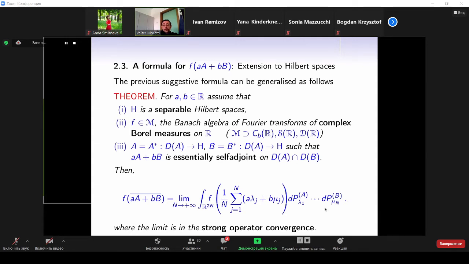The point is to give a precise meaning to this integral, because in general, those spectral measures don't commute, so this is not the so-called joint spectral measure, which is not defined. The class of functions we use here is a quite comfortable class of functions in physics. This is, in this case, the Banach algebra of the Fourier transforms of complex Borel measures in R.